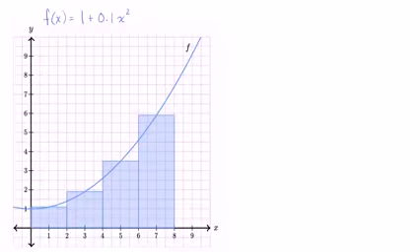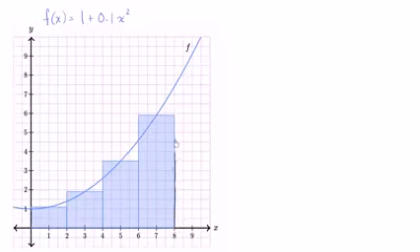What I want to do in this video is get a little bit of practice trying to approximate the area under curves and also get a little bit more familiarity with sigma notation in this context. So what we have here is the graph of f of x equals 1 plus 0.1 x squared. That's this curve right over here. And then we have these rectangles that are trying to approximate the area under the function f between x equals 0 and x equals 8.